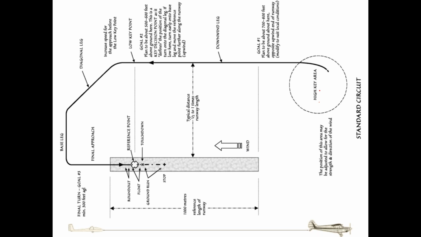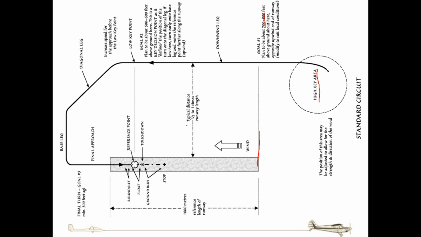So our high key area, this is a larger area that we have for getting started. And like we say, we want to be abeam the end of the runway, right? So there's the end of our runway, here's the wind. At somewhere around 700 to 800 feet, if you're in a lower performance glider, if you're in a 233 or a Krosno or something like that, then 800 to 1,000. Keep in mind we can always make adjustments as we go. And of course we're going to modify based on local conditions.